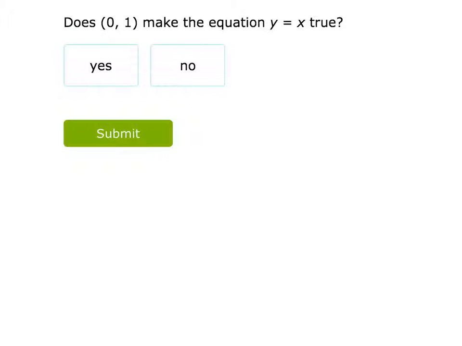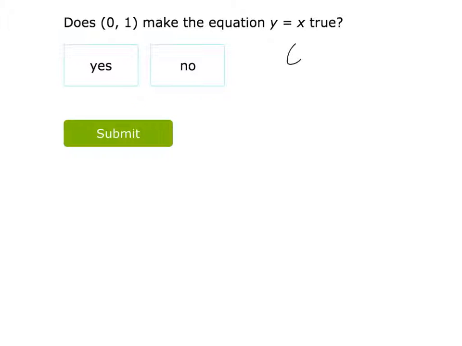Hello, what we're going to be doing is looking at three examples of "does the ordered pair make the equation true?" So here goes the question. Does (0, 1) make the equation y equals x true? Here's how this is going to work.